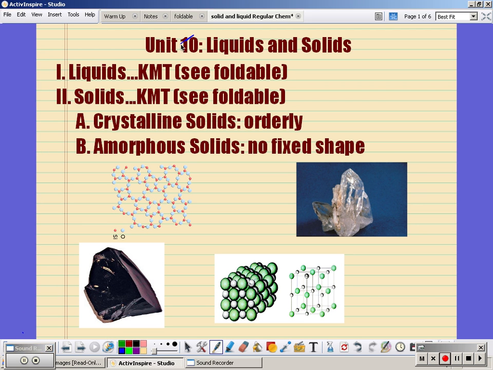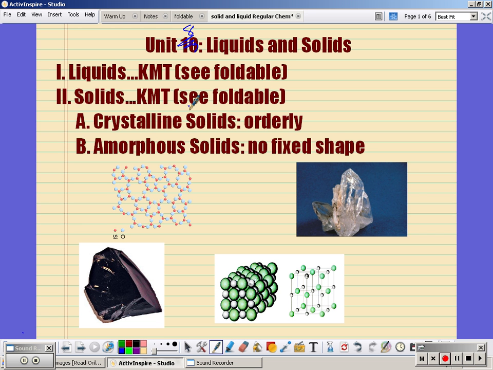So this is Unit 8, Liquids and Solids. The kinetic molecular theory of liquids and the kinetic molecular theory of solids are in the foldable, so make sure that you complete the foldable and look at the properties discussed on the foldable and know the differences between those properties in reference to solids, liquids, and gases. So you're going to have to remember some things from Unit 7.